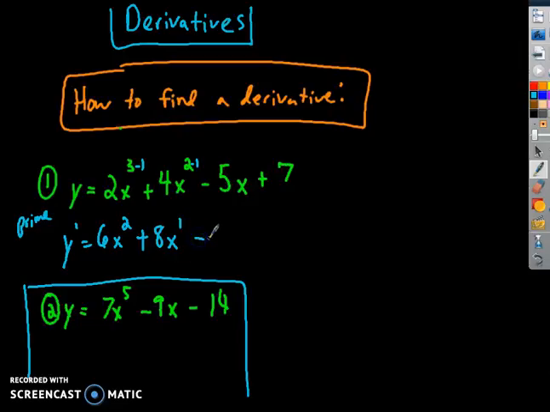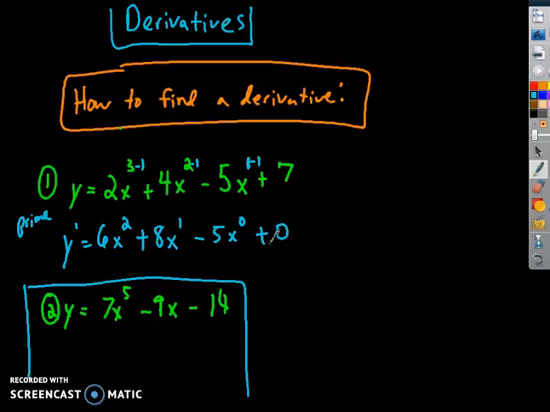In the next one, there's 5x to the first. So this is an understood 1 here on the exponent. So I'll take the exponent and multiply by 5, and then subtract 1 from the exponent. So you get x to the 0 power, which we know is 1, because anything to the 0 power is 1. And the last one is 7. The derivative of a constant, a number without a variable next to it, is always 0. So I just know the last number is 0. So that's the derivative of it.